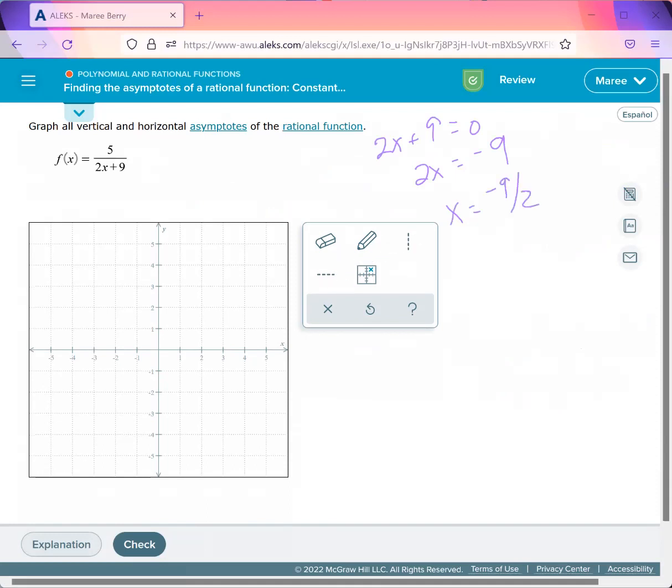So if I hit my, oh yeah, gotta get my mouse. Vertical, I'm going to go over to -9/2, which is 4.5. And then my horizontal will be y equals 0. And that's the end of the lesson.